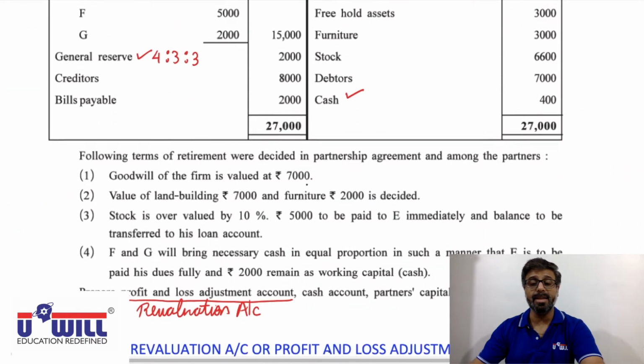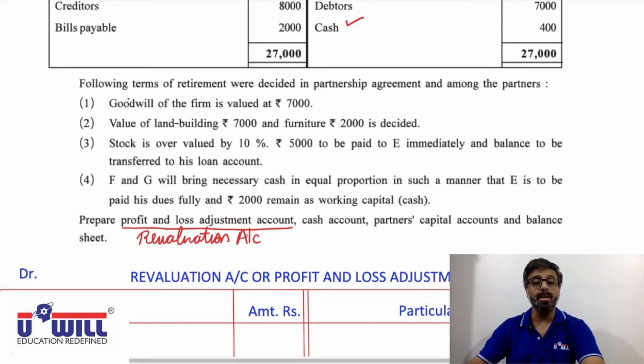Now let's take up the adjustments. Following terms of retirement were decided in partnership agreement among the partners. Very first, goodwill of the firm is valued at rupees 7,000. Now before we take up with that, we need to find the new ratio and gain ratio. All of you see the question thoroughly. Adjustment 1 goodwill, 2 land and building, furniture, 3 stock, 4th amount paid to E and F and G, etc.